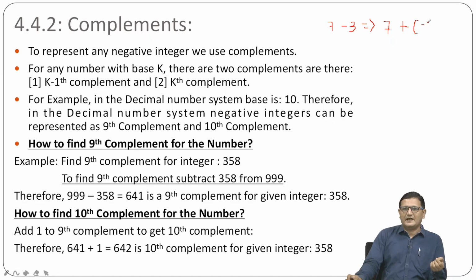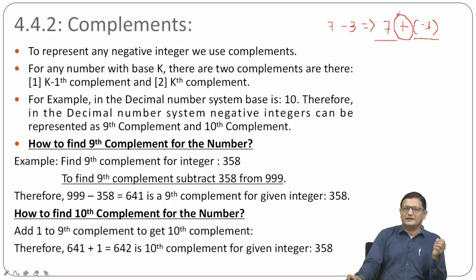Here I have the binary of 7 and the binary of minus 3, and I have to add both, right?